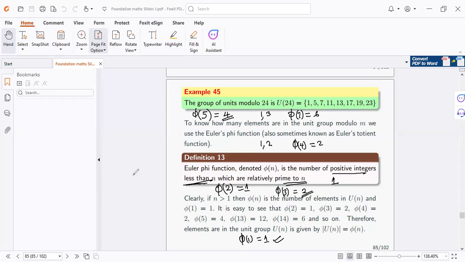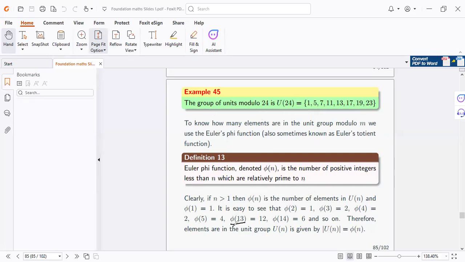What about Euler-Phi of 13? 13 is a prime number, so it will be 13 minus 1. If you list them, you'll get 12, because all those numbers, all the way up to 12, will be relatively prime to 13, and there are 12 of them. What about Euler-Phi of 14?